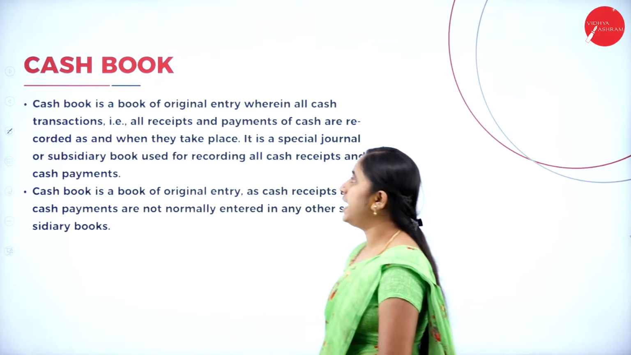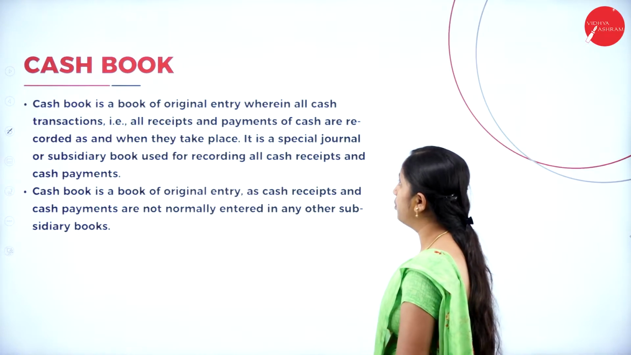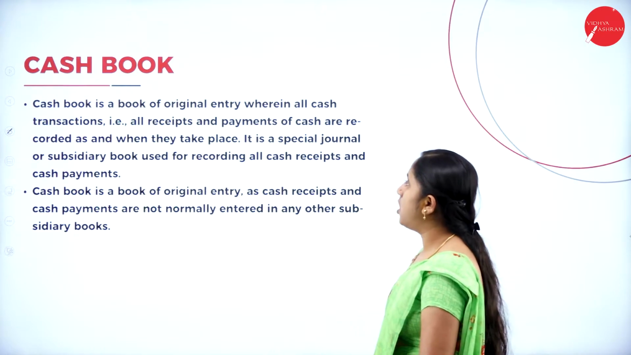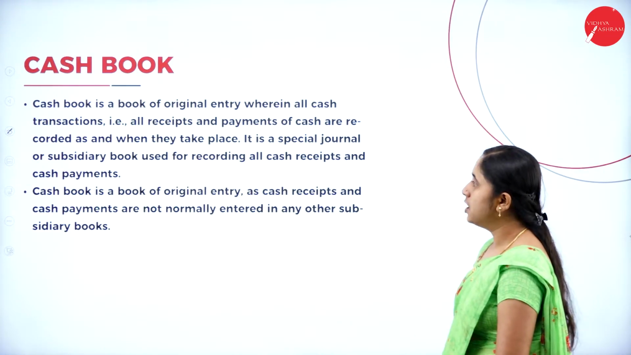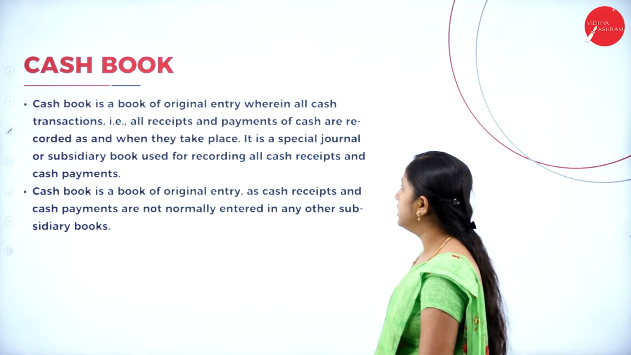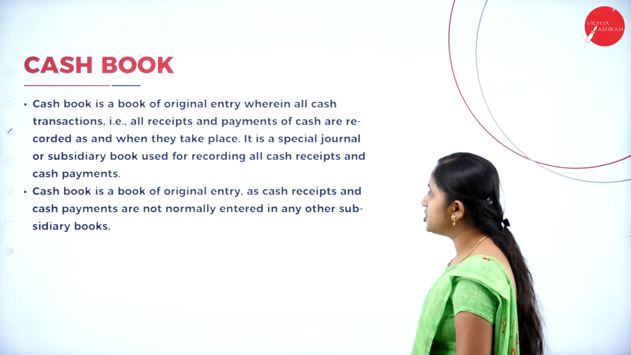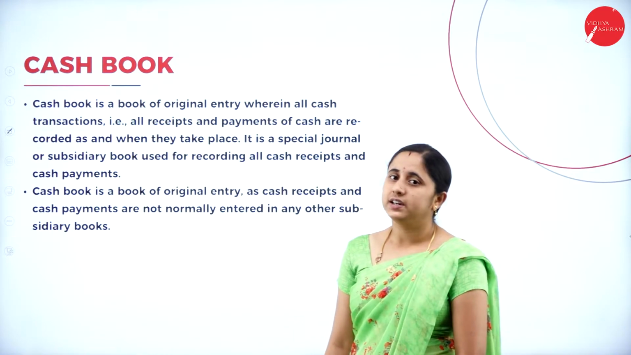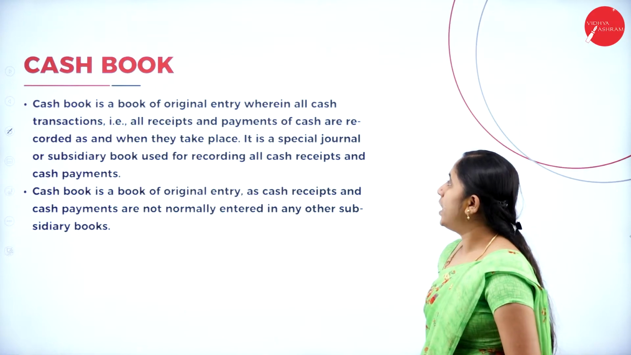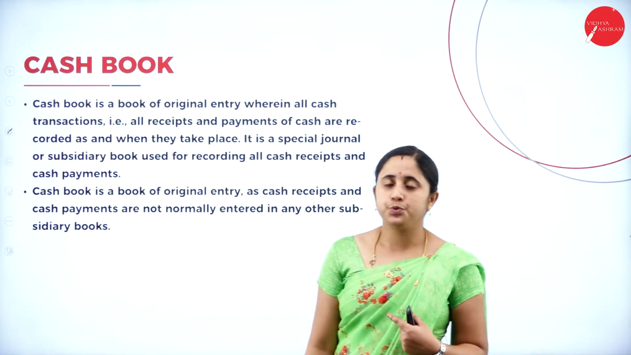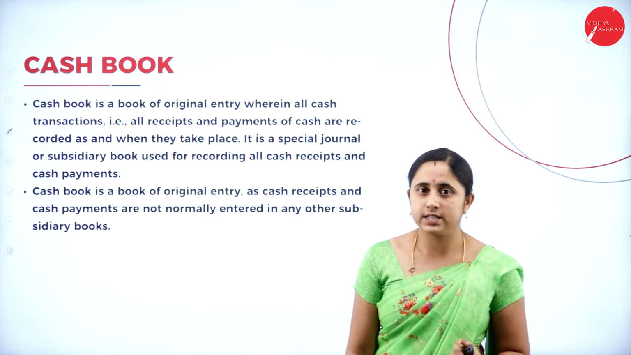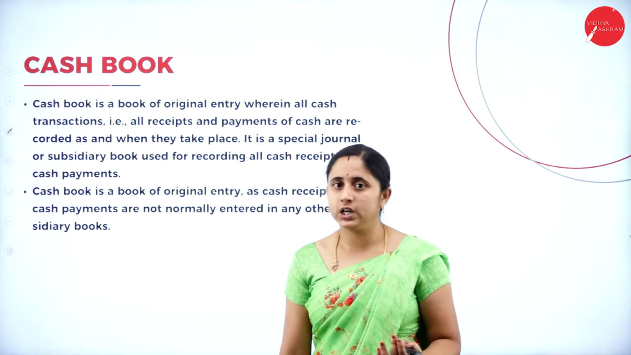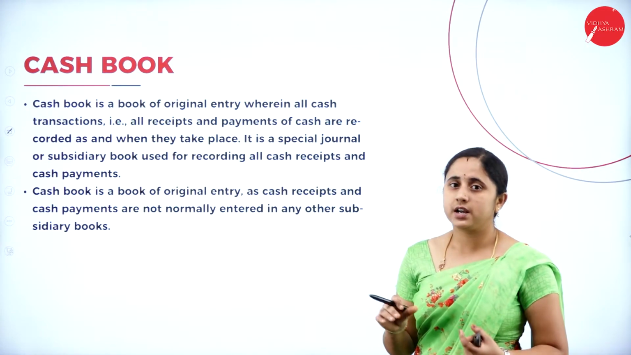Next concept, cash book. Cash book is a book of original entry wherein all cash transactions, that is all receipts and payments of cash, are recorded as and when they take place. It is a special journal or subsidiary book used for recording all the cash receipts and cash payments. This is the original entry. In the cash book, you will record only the cash transactions, cash receipts and cash payments, that is cash coming in and cash going out.